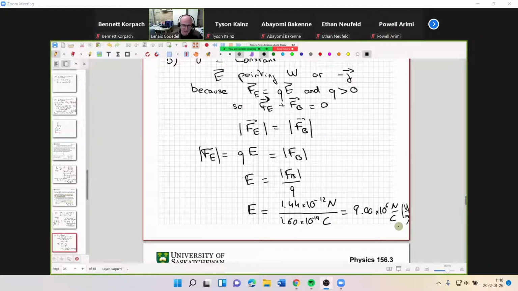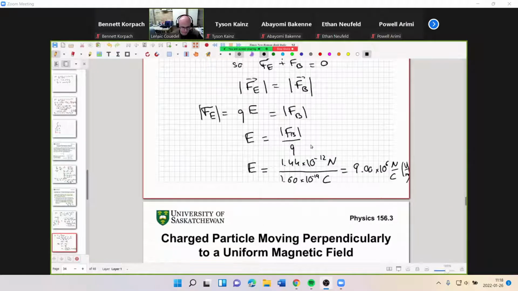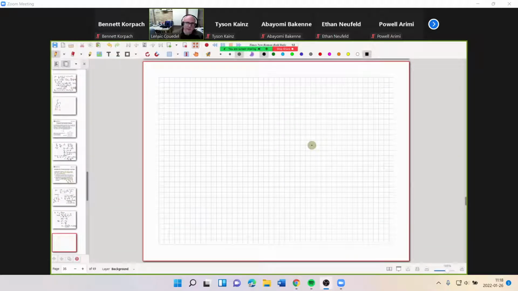Just for information, the magnetic field of Earth, so I will call this B Earth.